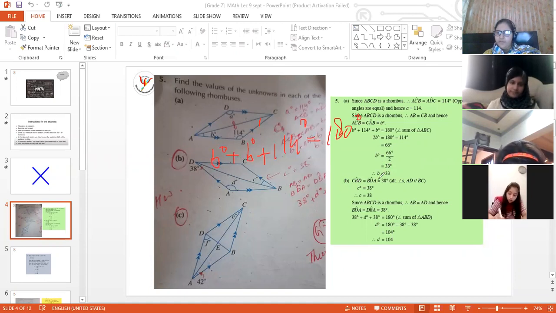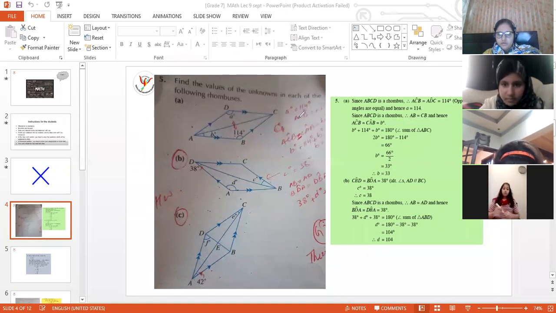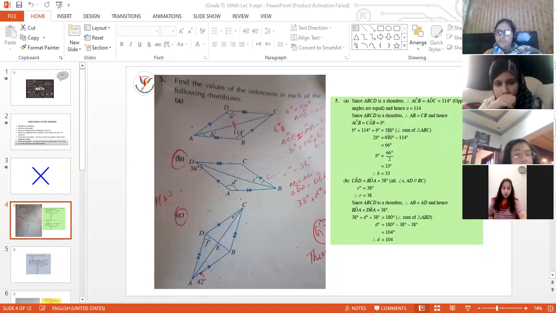You can find the value of b, which is 33 degrees. Part A done. Any question? Part A done. 2b plus 114 degrees is equal to 180 degrees, as the sum of angles of a triangle is equal to 180 degrees. Dividing by 2, b is equal to 33 degrees.